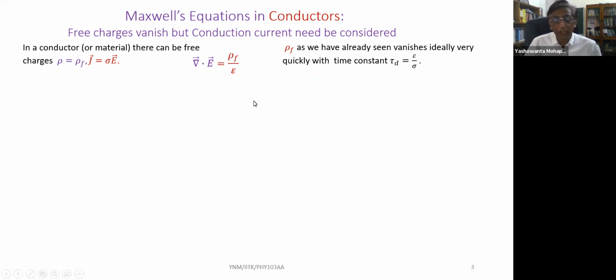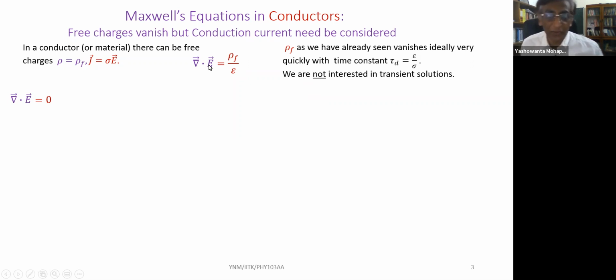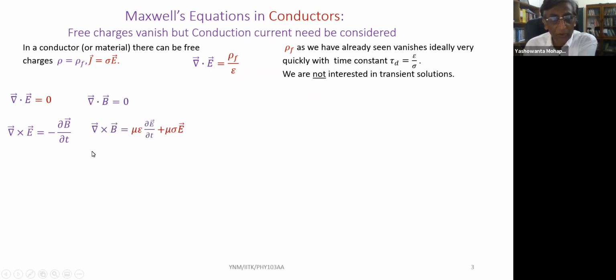Hence we are back to divergence of E, and we are not interested in these transient solutions. We are interested in steady state solutions with time. So divergence of E is 0. We say that these free charges would simply vanish. And of course, our old del cross E equals minus del B by del t would be there.